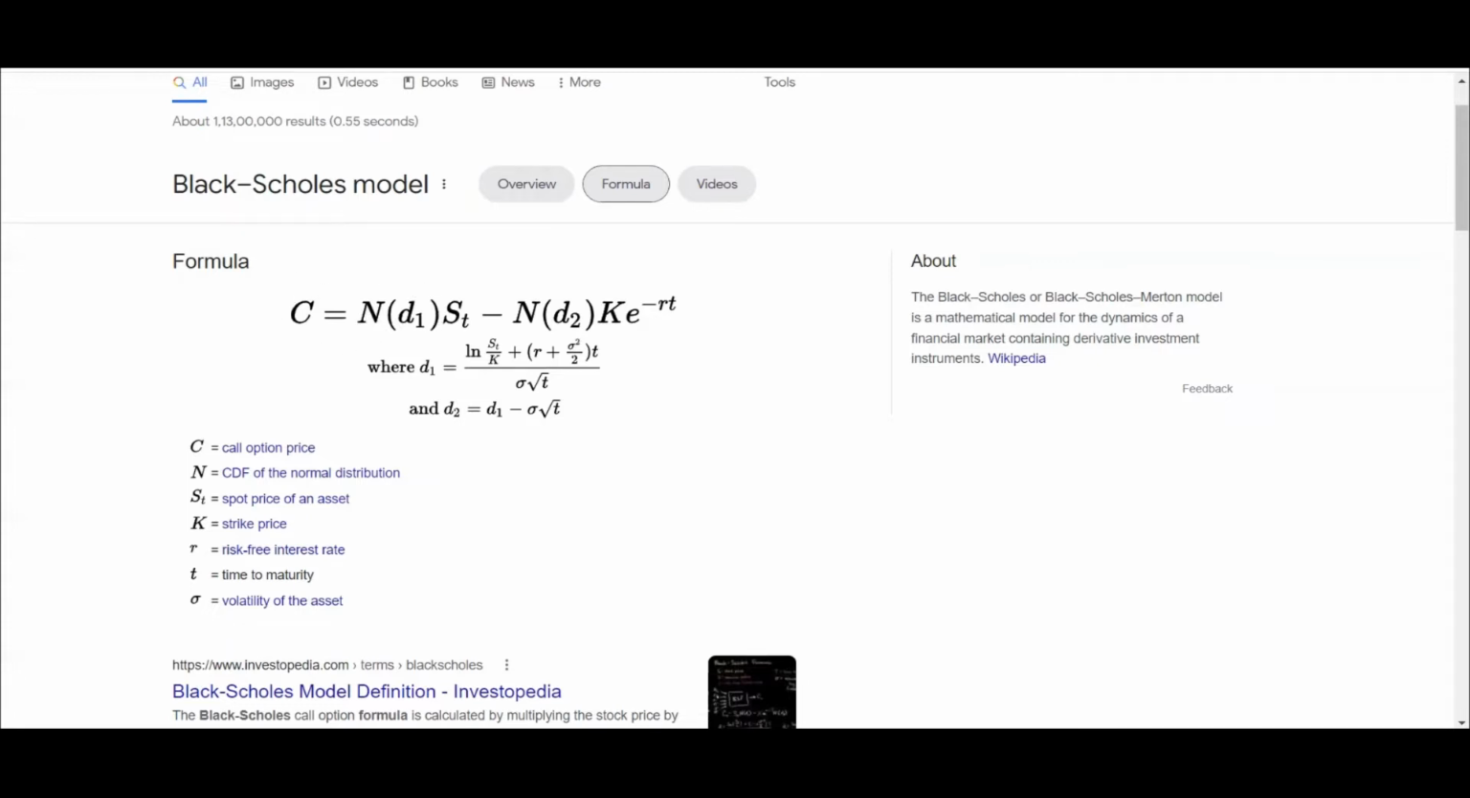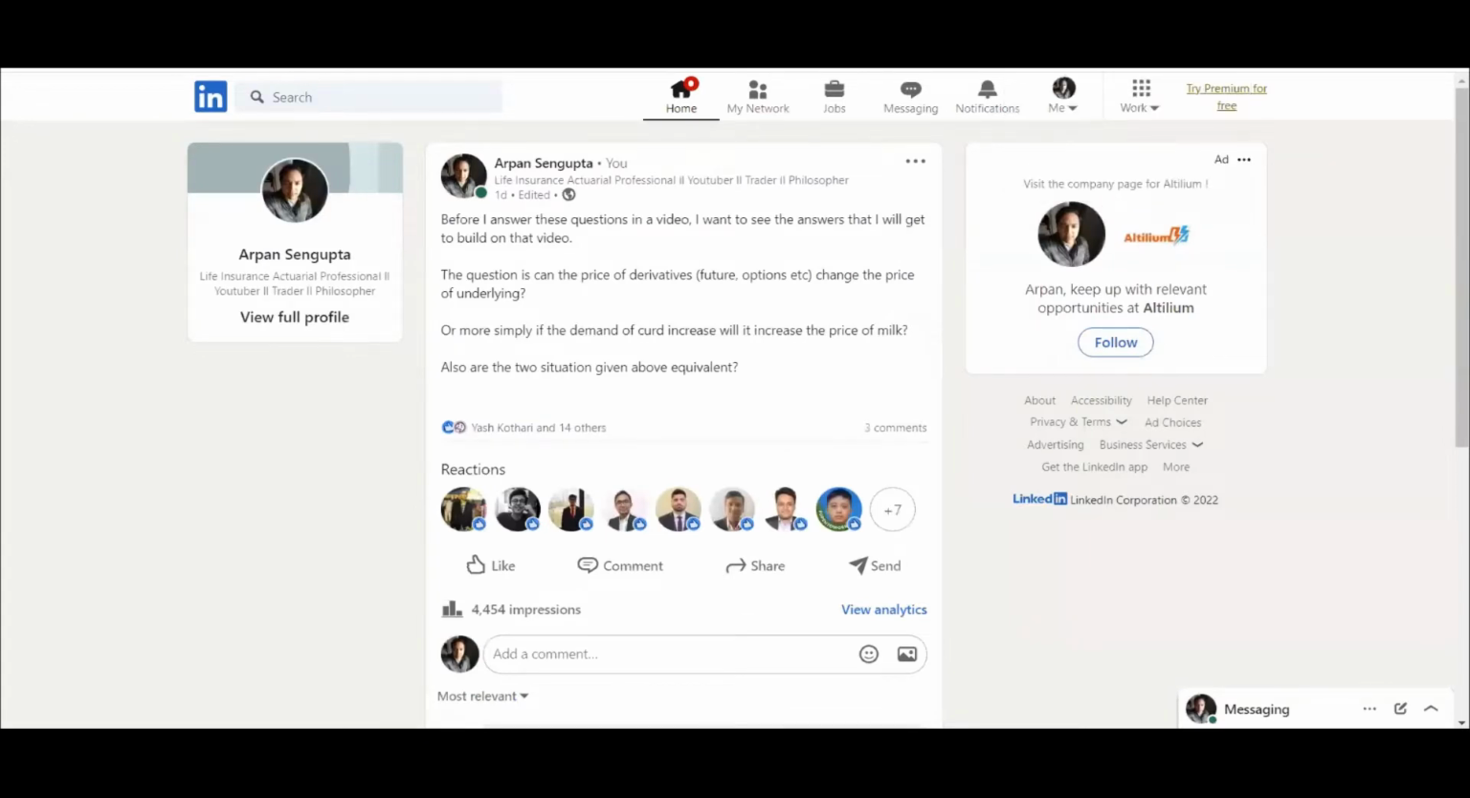And that's what this post is all about. So when I gave that example to that person, the person gave me another example, which is the question that I've asked here. I want to see if the price of a derivative, which is future, option, etc., can change the price of the underlying. In this case, we mean the spot underlying. But the person gave me an example when I explained the Black-Scholes formula to that person.